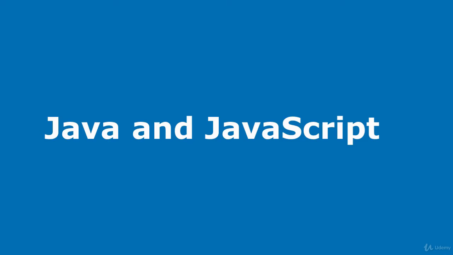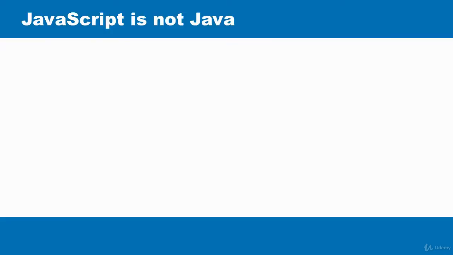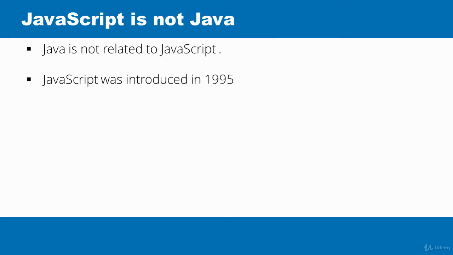You may have heard of the programming language called Java. Java is not related to JavaScript. Java was very popular when JavaScript was first introduced in 1995, and for marketing reasons it was named to take advantage of Java's popularity, hence the name JavaScript, which it has since been stuck with.